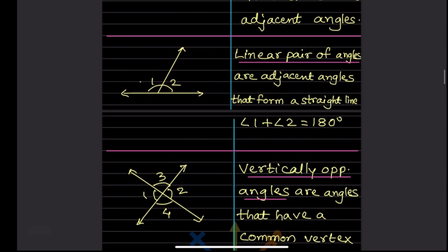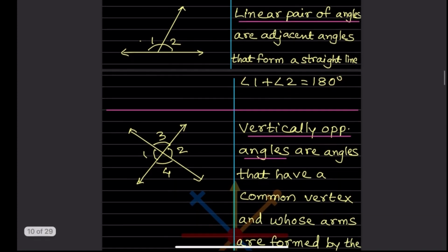Now the linear pair. So this is angle 1 and this is angle 2. The linear pair means it should be 180 degrees. Linear pair of angles are adjacent angles. They are adjacent means at the side, but they form a straight line. And that means angle 1 plus angle 2 is 180 degrees. This you have to remember in linear pair.